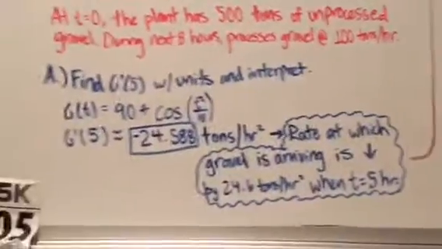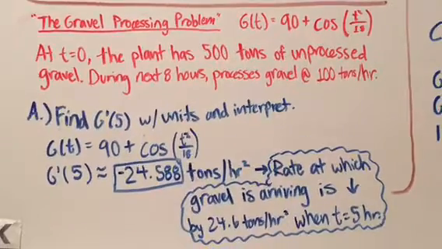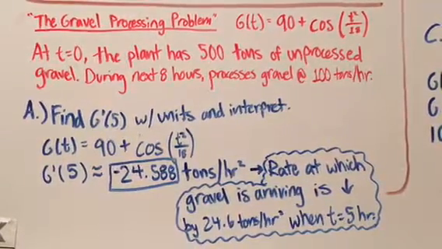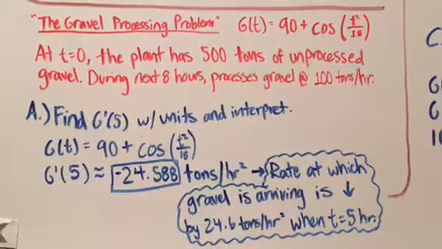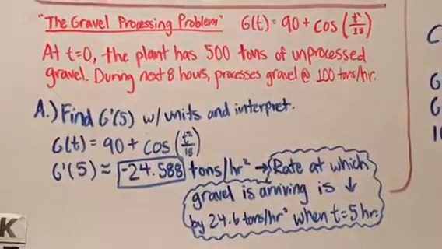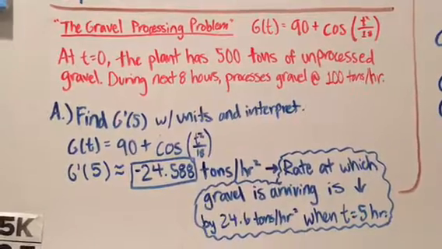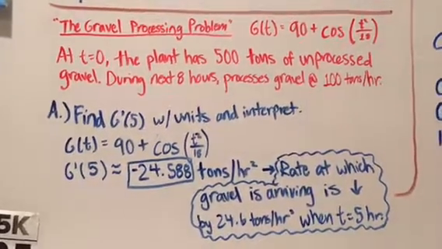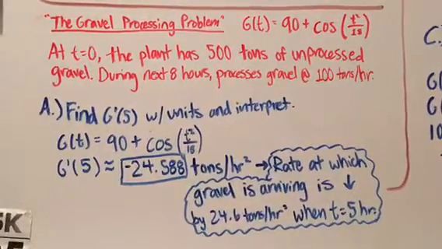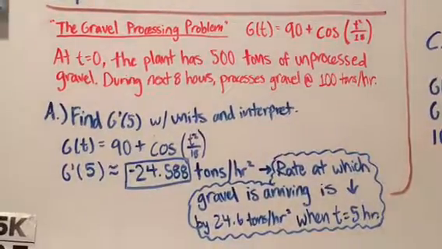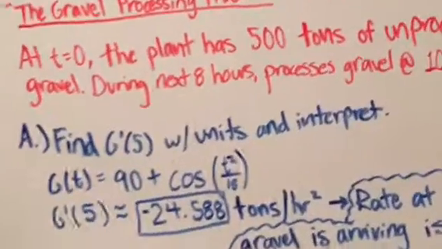So an example problem of rate and accumulation is the gravel processing problem. The problem gives us the function g(t) equals 90 plus cosine of t squared over 18, which shows us the rate of the gravel entering the gravel yard. It also tells us that when t equals 0, the initial value is 500 tons of gravel. And then over the next 8 hours, the factory processes gravel at 100 tons per hour. So we know that our range is going to be from 0 to 8 hours.